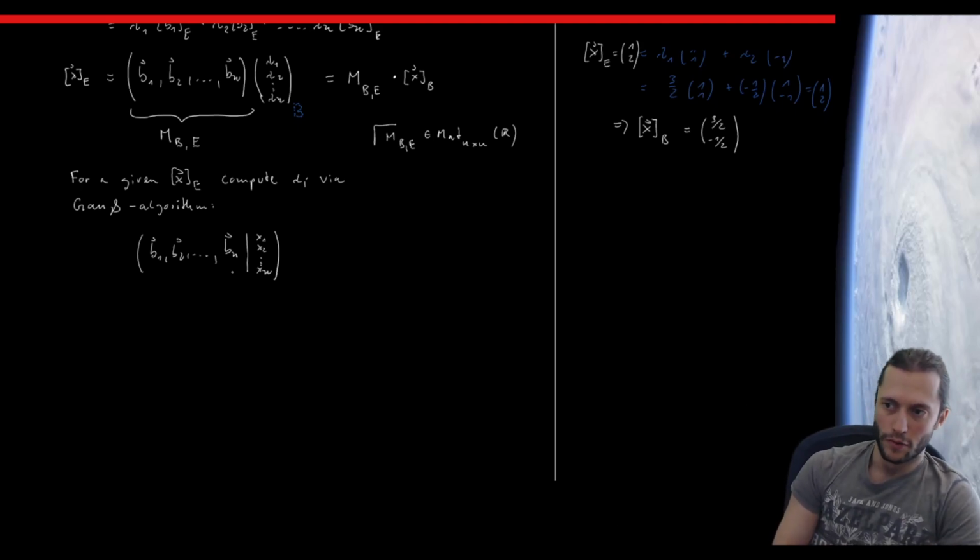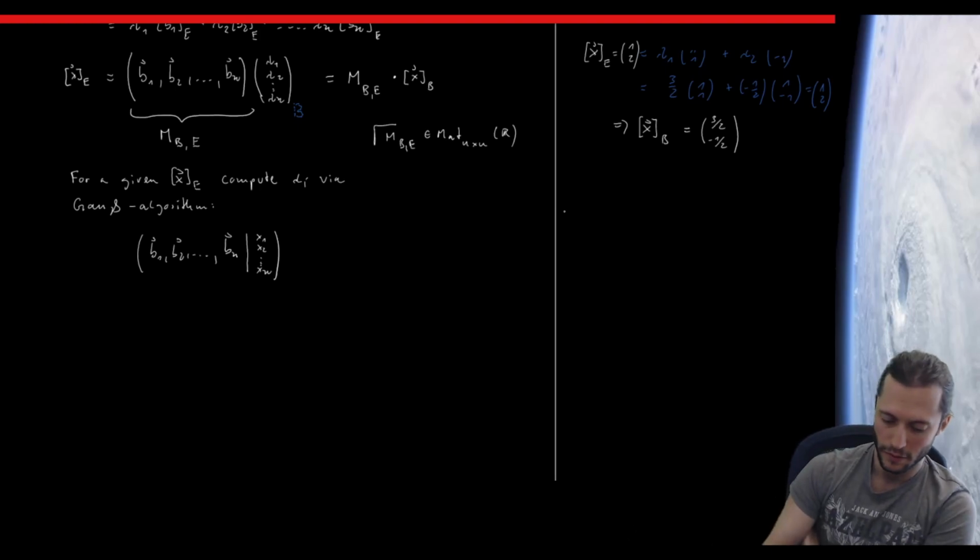Well, let's do this for our example, I would say. We already got the lambdas by just looking at it, but let's confirm that we're right. So we had xe as (1, 2), and now we build M by writing the new basis vectors just in columns. They were (1, 1) and (1, minus 1).